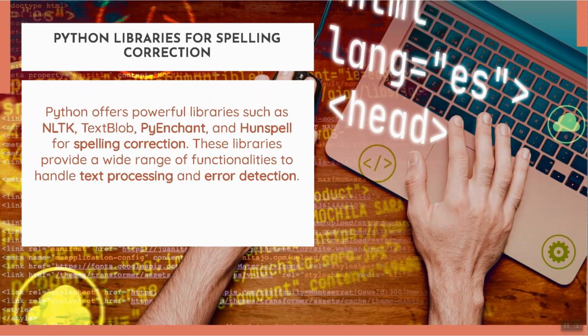Python comes to the rescue with its powerful libraries tailored for spelling correction. We have got NLTK, TextBlob, PyEnchant, and Hunspell for spelling correction. Don't worry, I am not going to use all these libraries. I am just using this TextBlob library. These libraries offer a treasure trove of functionalities to handle text processing and error detection, making our lives a whole lot easier.